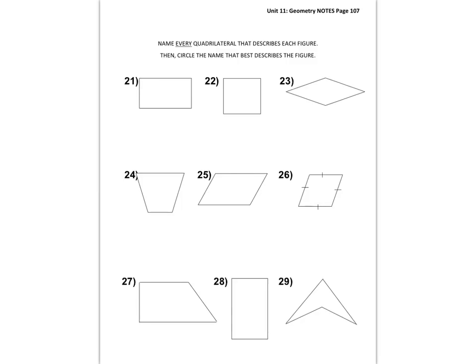Alright, so on this part of the assignment, you're going to have to name every quadrilateral that describes each figure, then circle the best name. So number 21, for instance. Again, I would make your chart. So quadrilateral, parallelogram, trapezoid, rectangle, rhombus, and square.